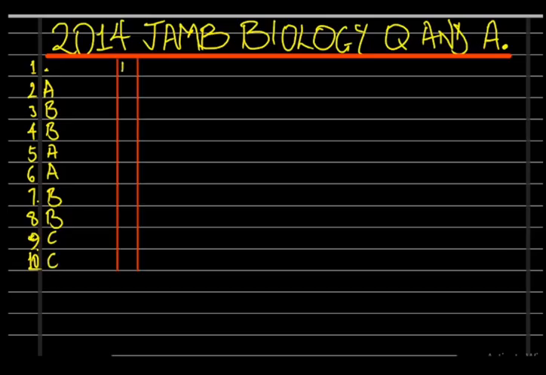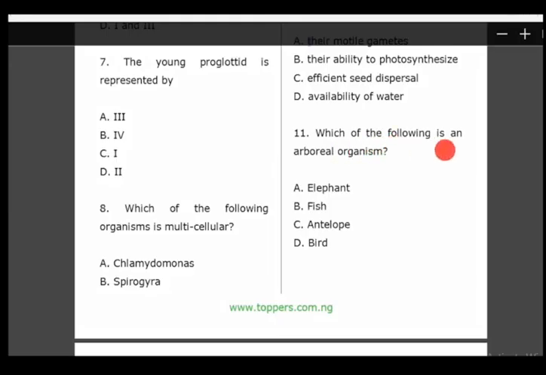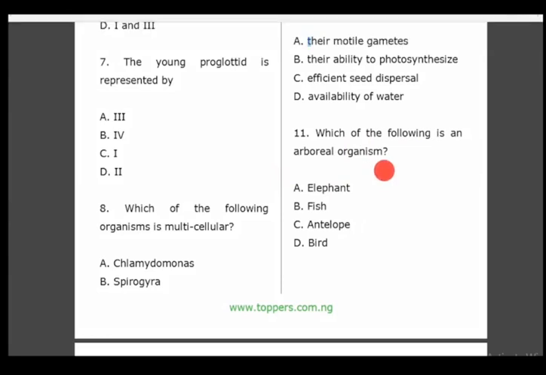So move to question 11 now. Let's see what question 11 is saying. Which of the following is an arboreal organism? When we talk about arboreal organism, we are talking about environments that are found in the air. So which of these organisms can be found in the air, which is the arboreal habitat? Elephant, fish, antelope, and bird.